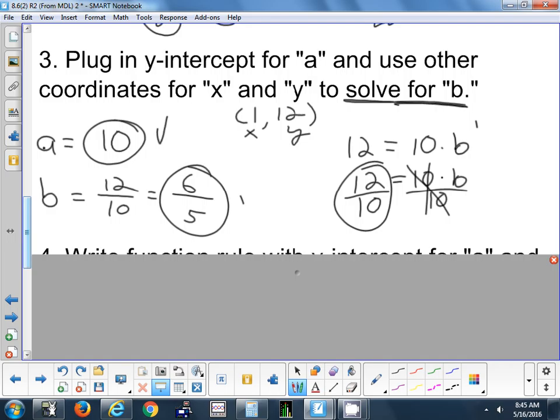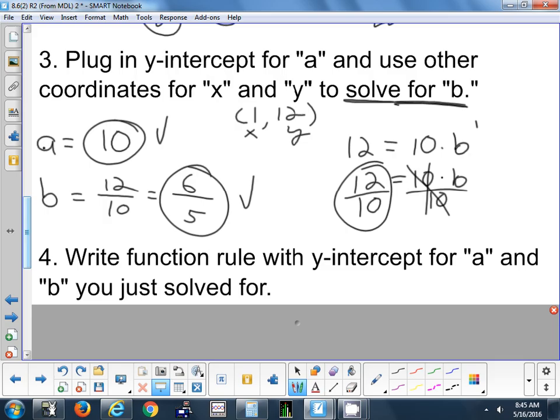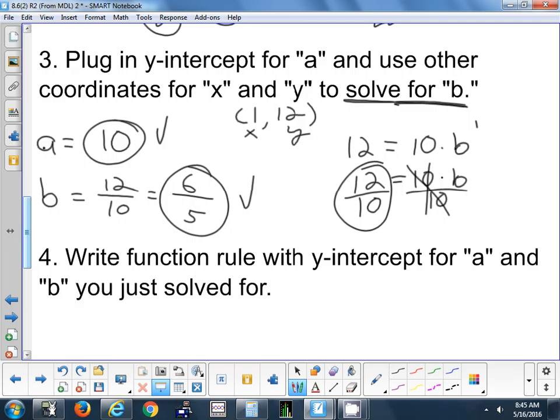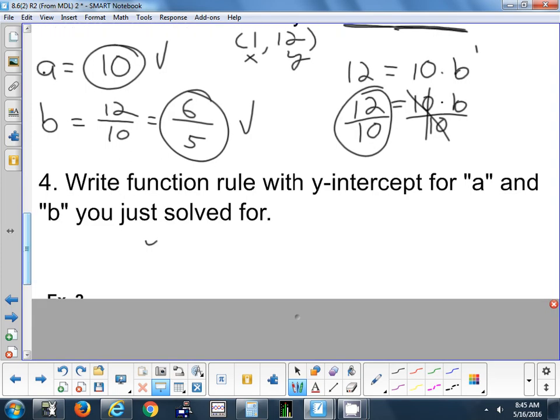All right. So now we've got the two numbers we really need. We've got A, we've got B. Now just fill them into our formula. Fill in A and B. All right, so I've got y equals A B to the x. Final answer, just fill in for A and B. Okay, A is 10 times B is 6/5 to the x.